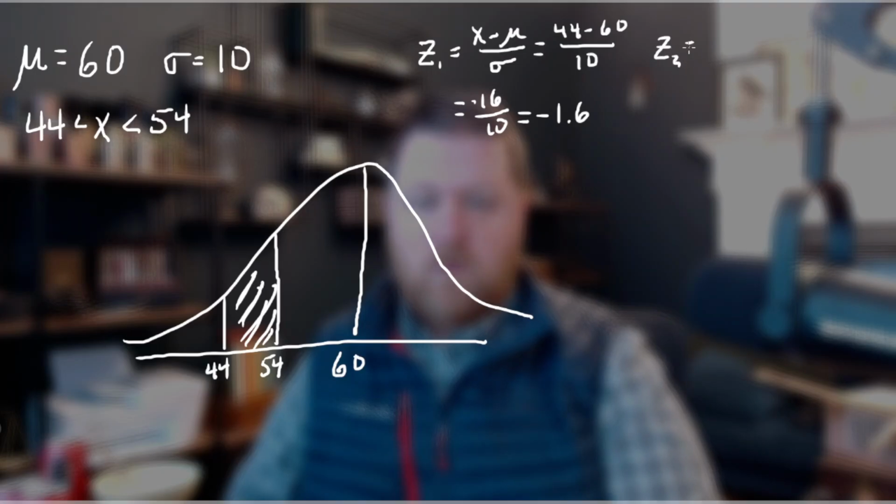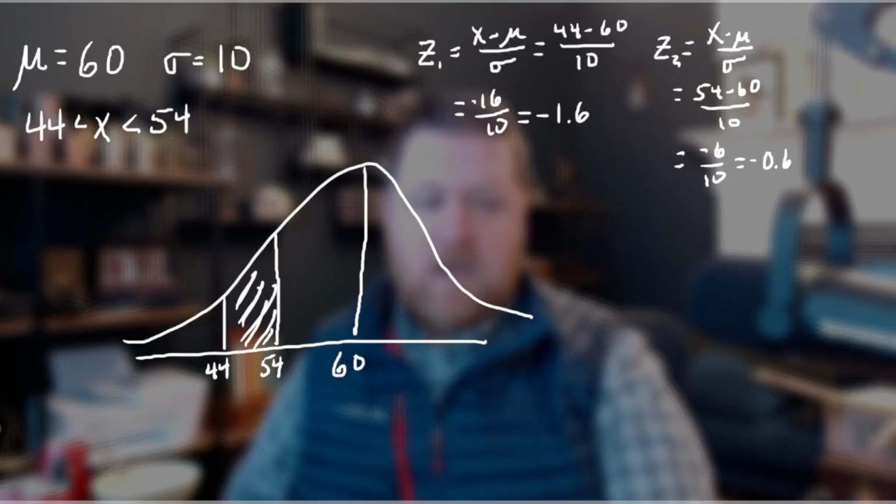Z2 is equal to x minus mu over sigma, which is 54 minus 60 over 10, which is going to be negative 6 over 10, which is negative 0.6. Okay?